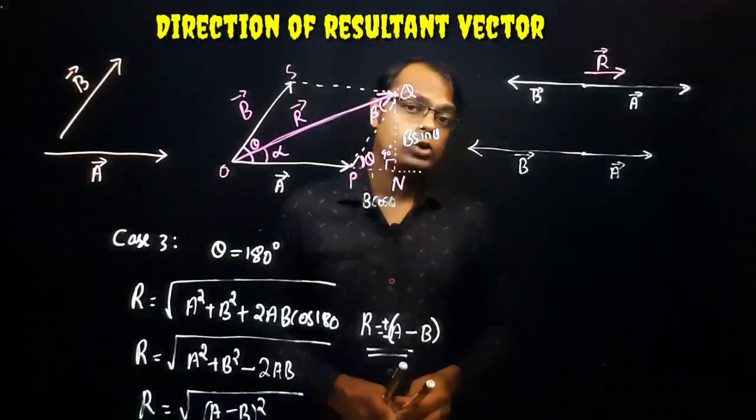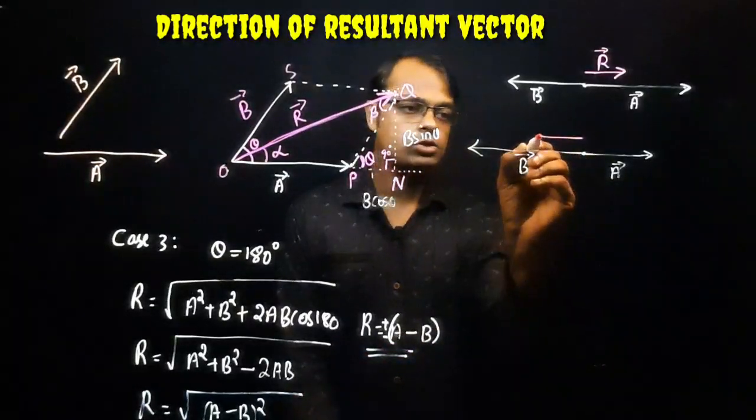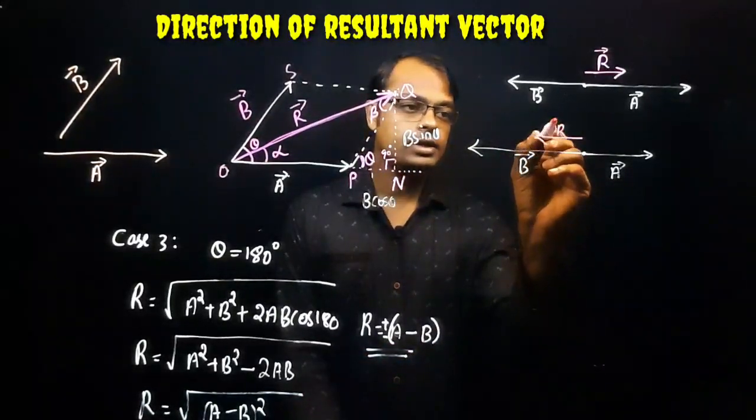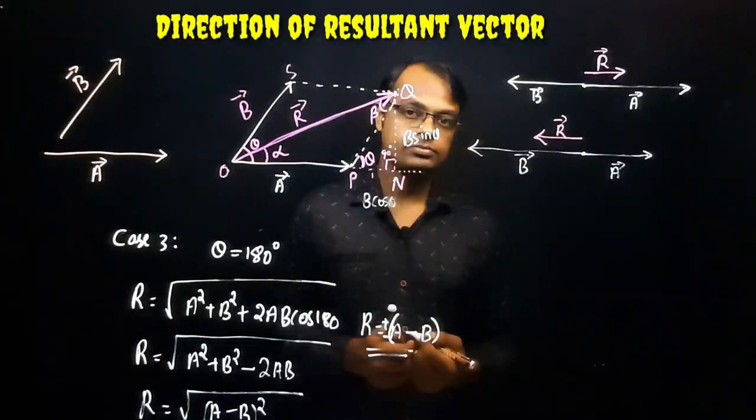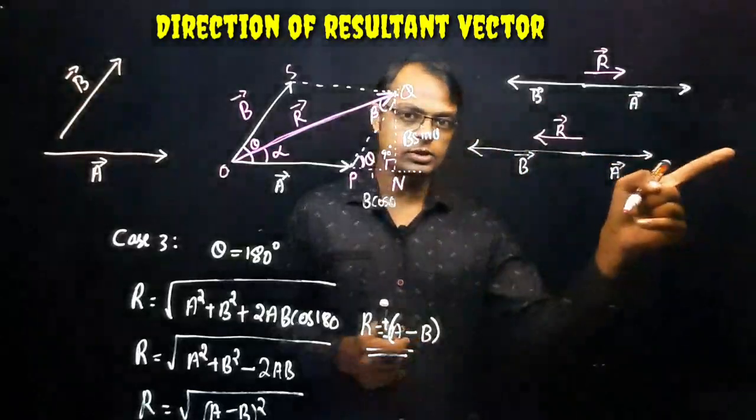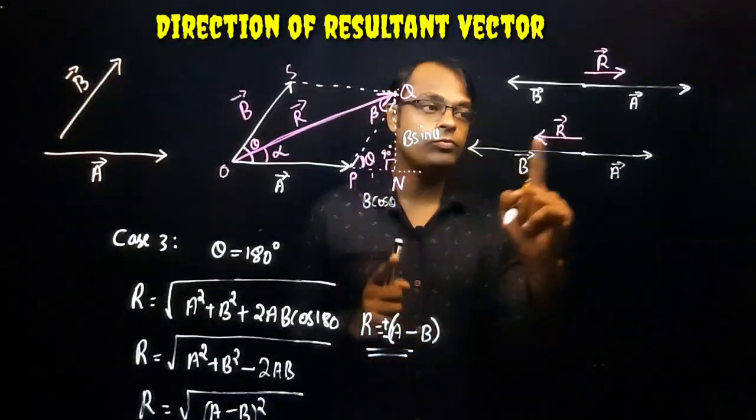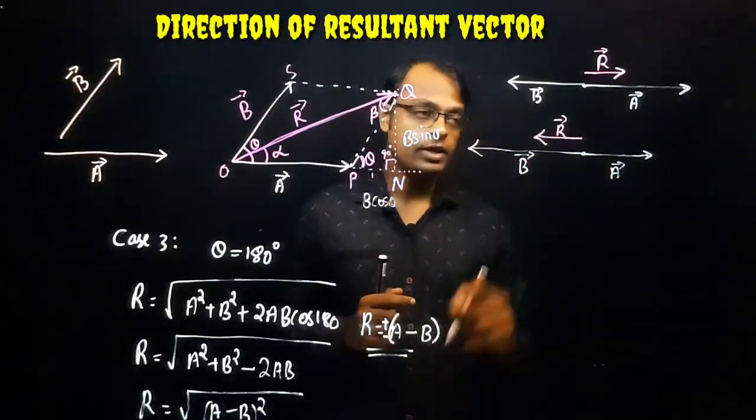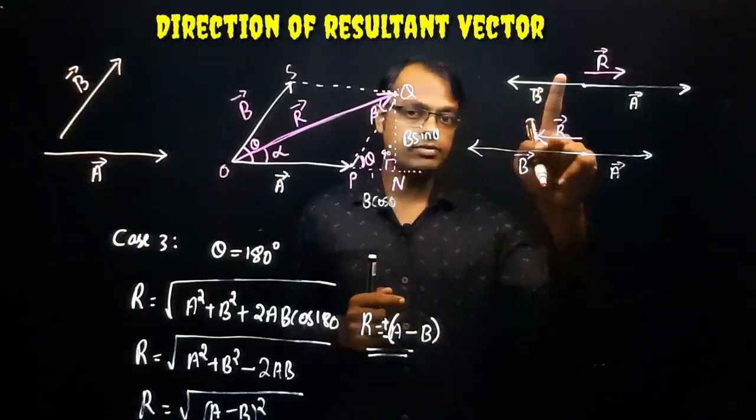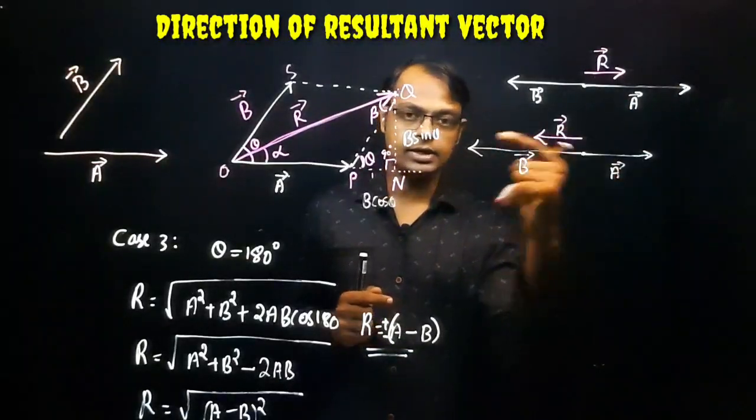In this case, what is the direction of the resultant vector? Here you can see the direction of the resultant vector is in the direction of the B vector. Clear? So the resultant vector in this case may be either positive or negative, depending upon the magnitude of the A vector and B vector. If the magnitude of A is greater, the resultant will be acting in that direction. If the magnitude of B is greater, the resultant will be acting in this direction.